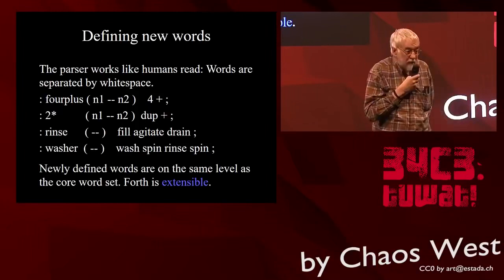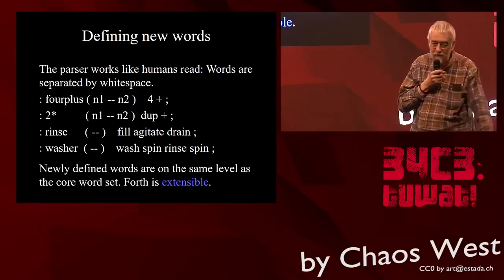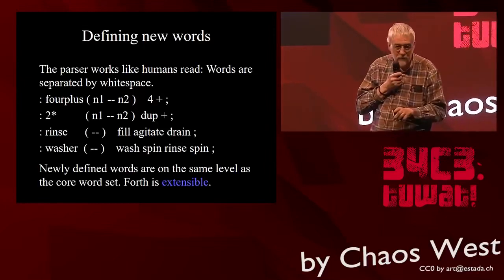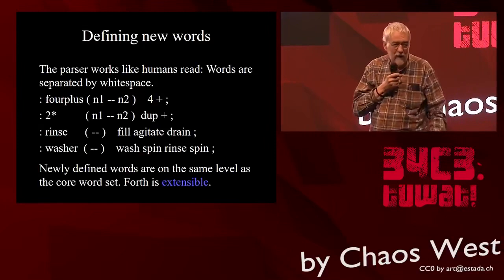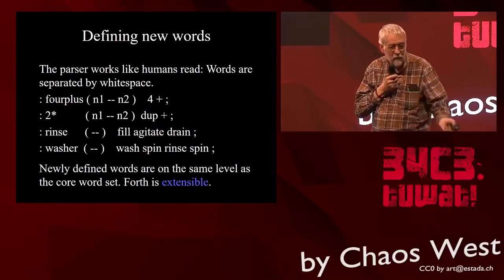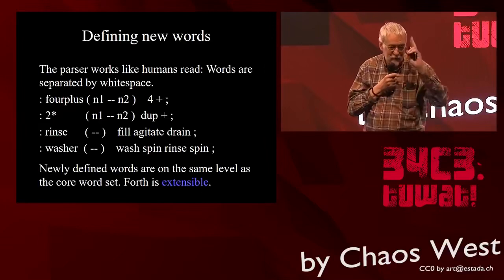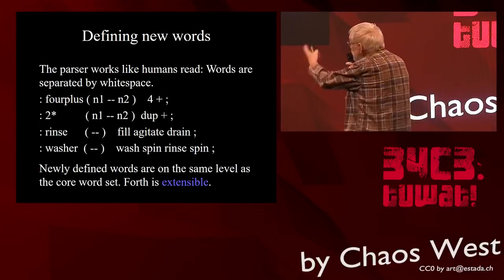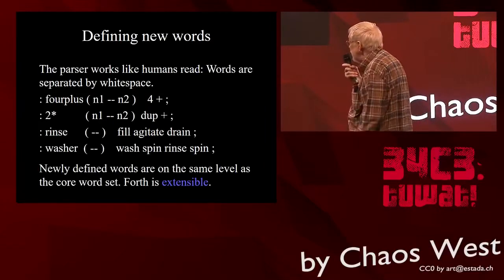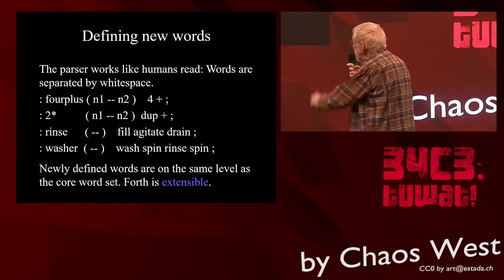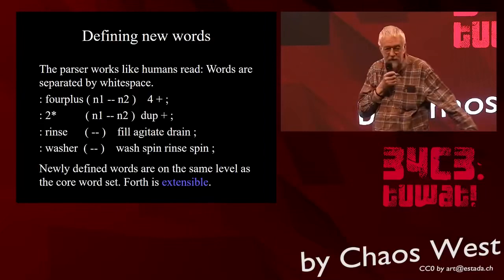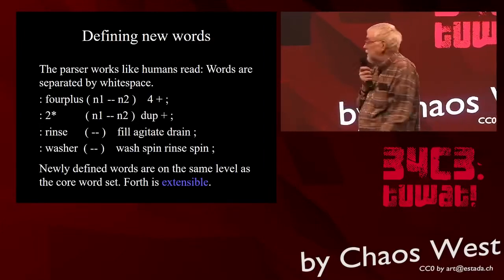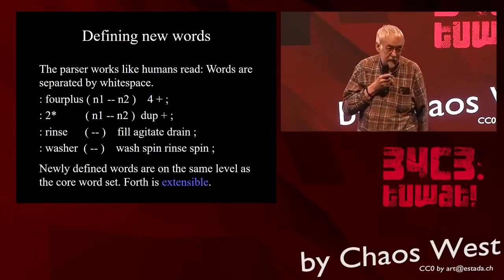But of course you can do nasty things. Like for instance, you could define colon 2 4 semicolon. And all of a sudden, if you now type in 2, there would be a 4 on the stack. So that is something you should not do, but it's possible. So 2 times, I think it's pretty much self-explanatory. You duplicate the n1 on the stack, and then you add these 2 copies of the same number together, and that is 2 times or a shift left.